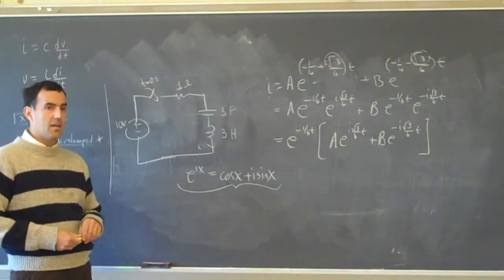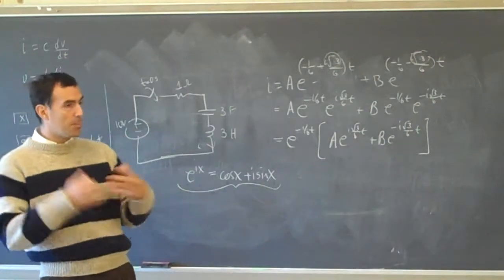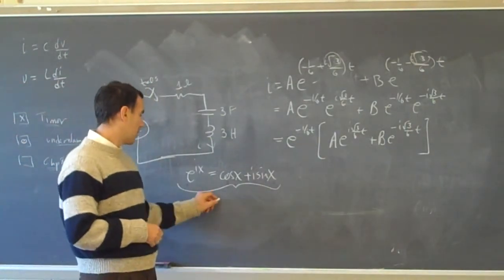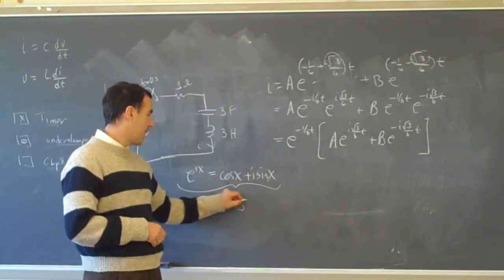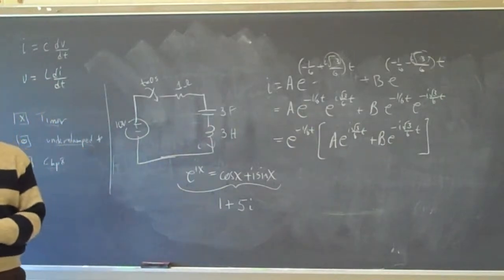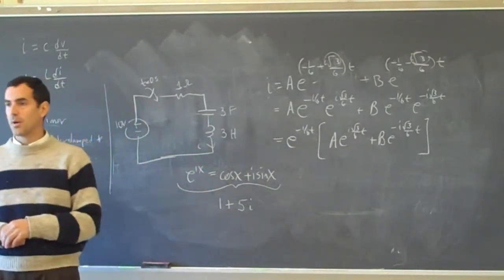Suppose I have a complex number. What I mean by a complex number is a number that might have a normal part plus an imaginary part. So suppose I have a complex number, 1 plus 5i. There's my number. It has some imaginary part and a regular real part.